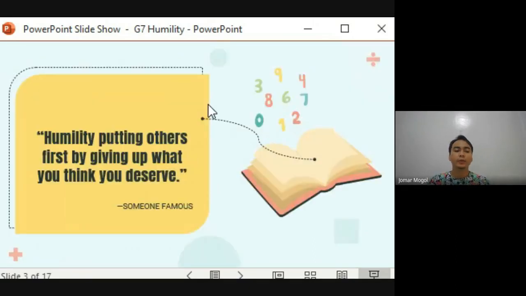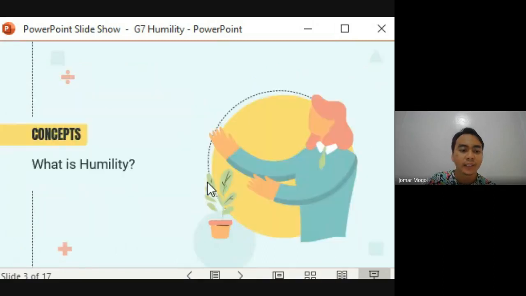Let me show you first a famous quote from a famous someone. I can't remember who said this. This is stated in our module. It states that humility is putting others first by giving up what you think you deserve. From this quotation, we can get a glimpse of what we are going to talk about, what is really humility. So let's proceed first with the concept of humility. Let's define what is humility.